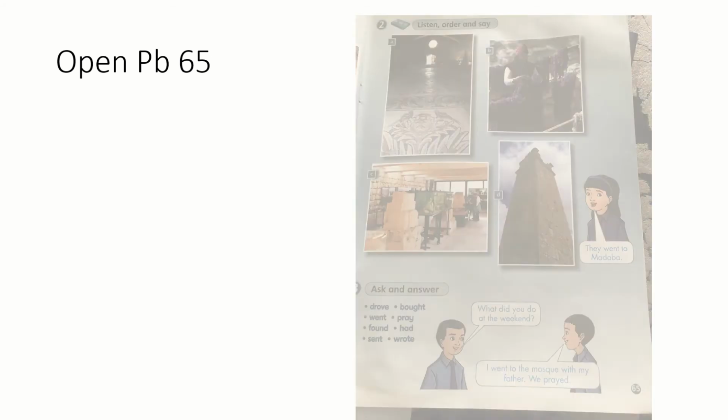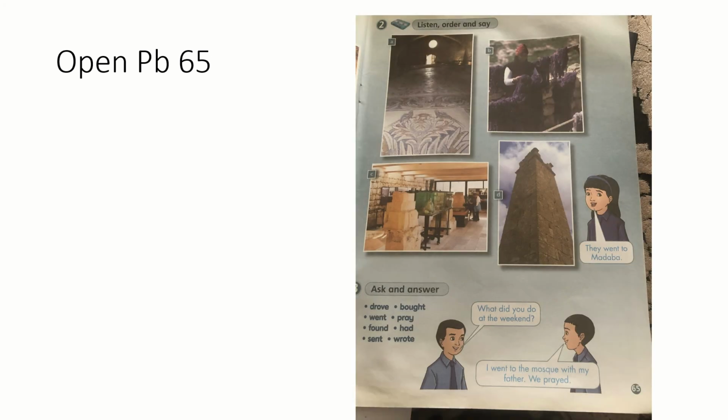Okay, I want you to open your pupils book, page 65. Do you remember this picture? What are these? Yes, they are the mosaics. طيب, do you know what is this? This is a tower. Do you remember the word tower? Yes. And where is those people? Where are they here in this picture? Yes, they are in the museum.